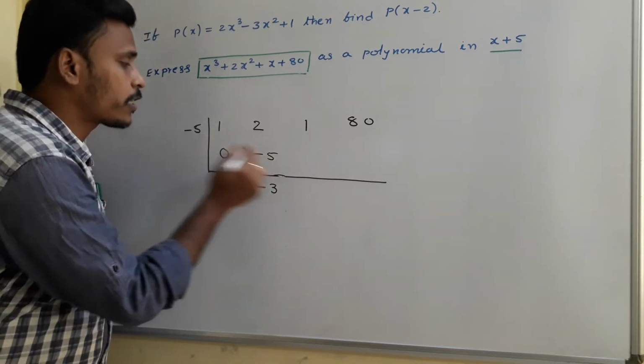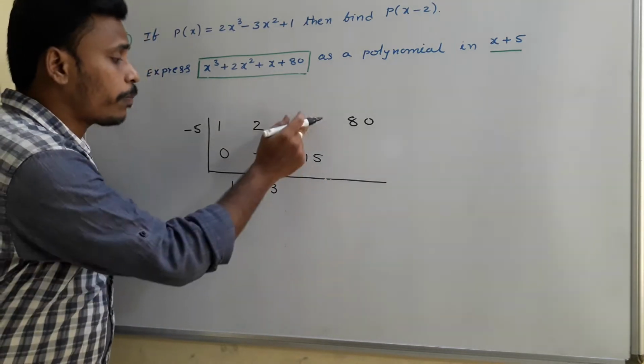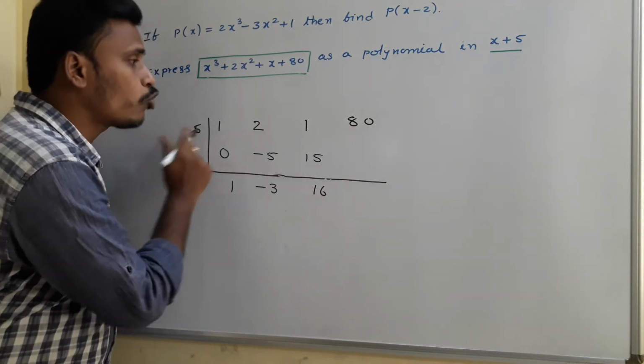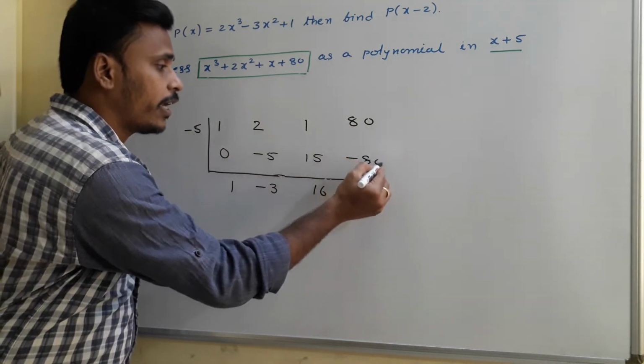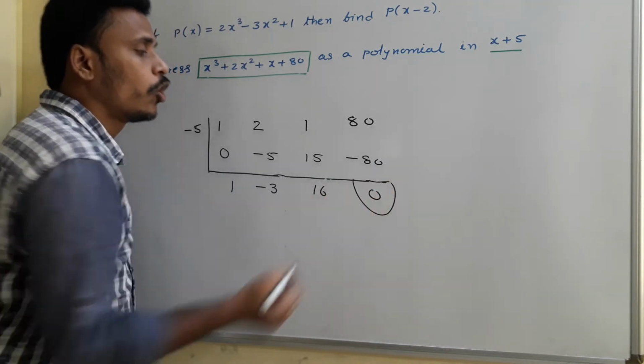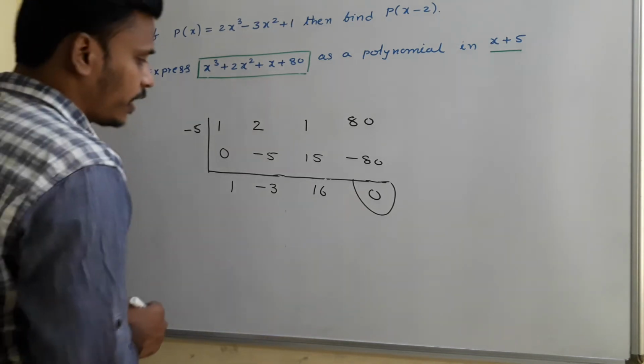Minus 3 into minus 5 is 15. And then 15 plus 1 is 16. So 16 into minus 5 is minus 80. So 80 minus 80 is 0. So the remainder is 0 here. Okay, you just have a look. That's the first step of the synthetic division.